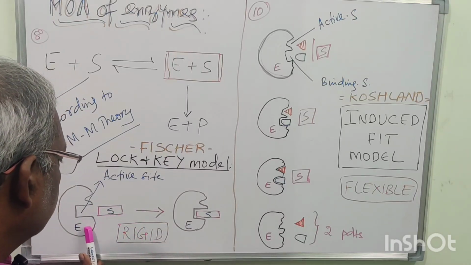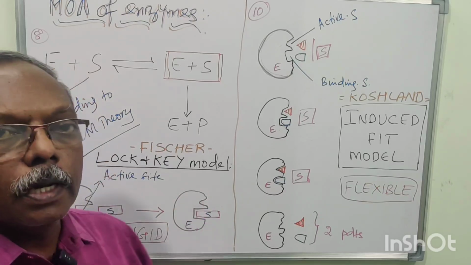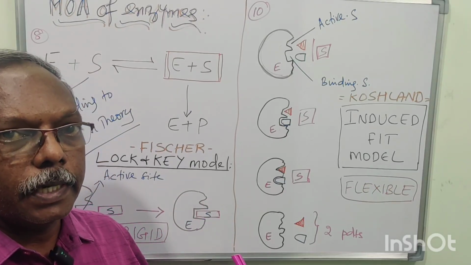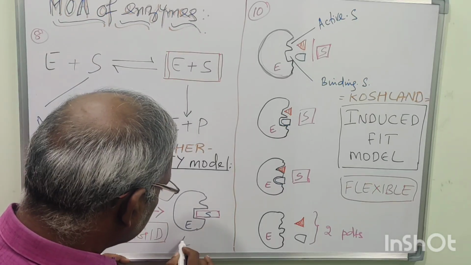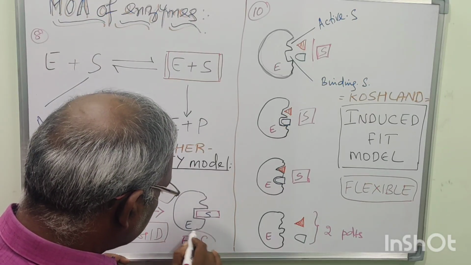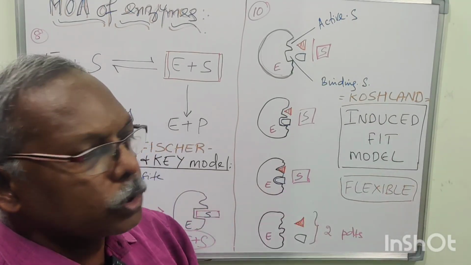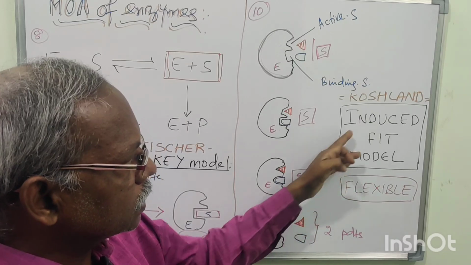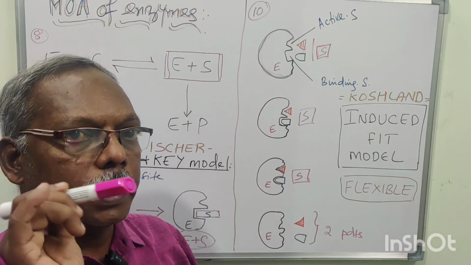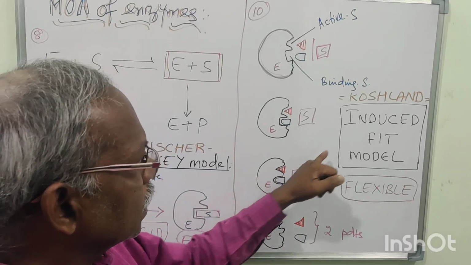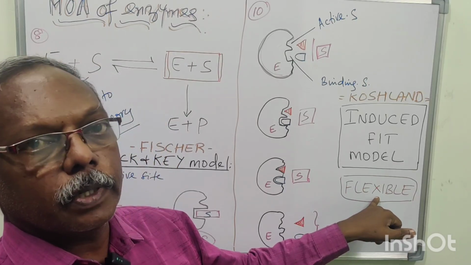So this is the active site with the enzyme, then the substrate. Suppose it allows the reaction, the enzyme will bind with the substrate, forming the enzyme substrate complex. Next, another scientist, Koshland, proposed a model, that is the induced fit model. This one is the lock and key model: the particular key only enters into the lock. Here, in the induced fit model, it is always flexible.